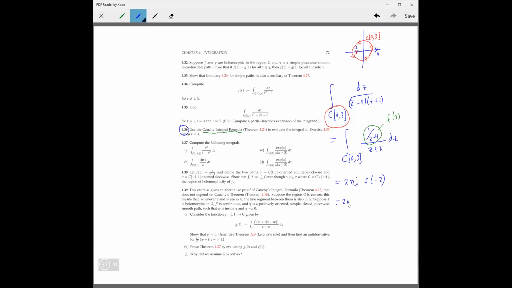And so you have 1 over -2 minus 4. So that's 2 pi i times -1/6. Negative pi i over 3 should be the answer. Okay, so does that answer your question? Yes, sir. Thank you. Sure.